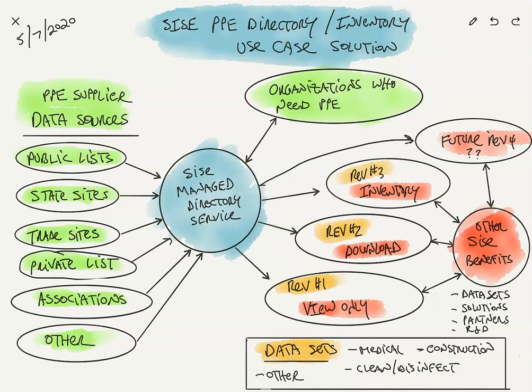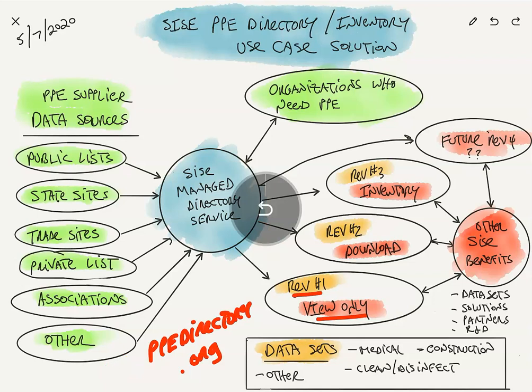So the first thing they decided to do was first, they're going to house this within the SISE. So the offer they're going to create is a SISE sponsored event or offer. And the Rev 1 of the offer is up now at PPE directory.org, www.ppedirectory.org. And that is a view-only service.